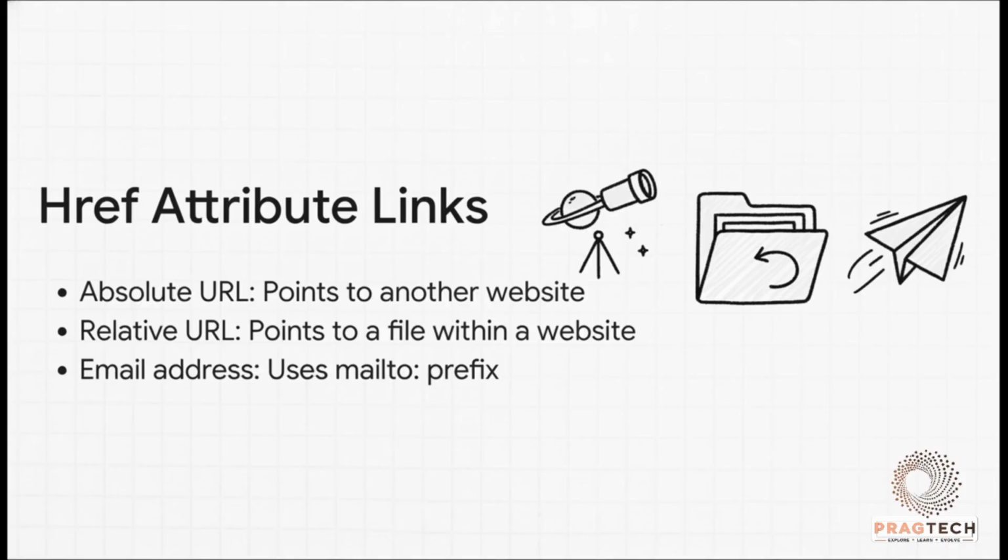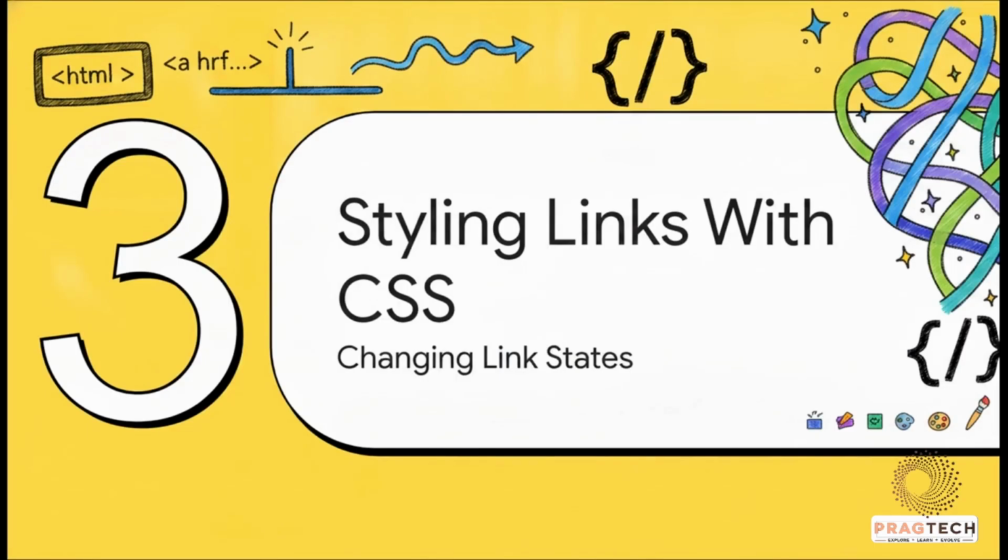But hold on, how does the anchor tag actually know where to send the user? Well, that is where the href attribute comes in. You can give it an absolute URL, which points out to a whole different site, like google.com. You can give it a relative URL, which just points to another file saved right there in the same folder on your computer, like click.html. Or you can even create an email link just by typing mailto, followed by an email address. Pretty cool, right?